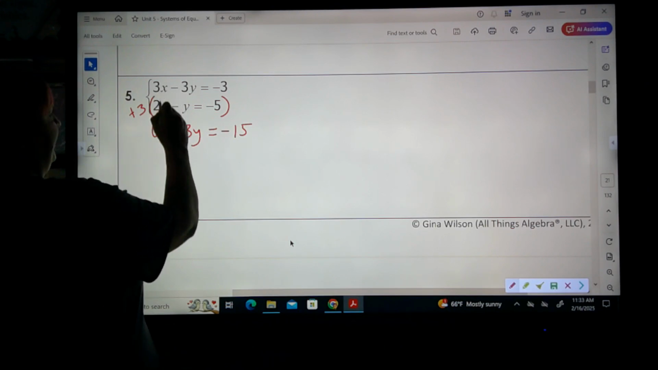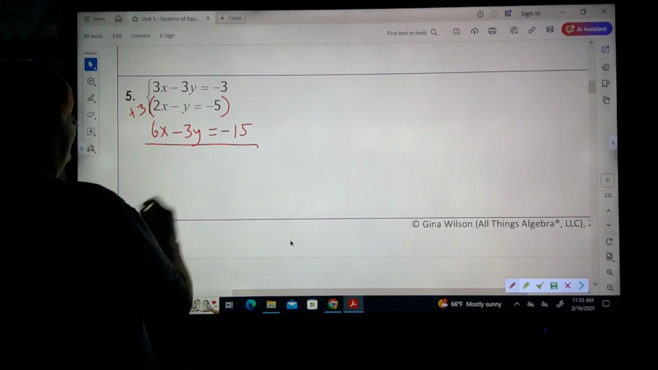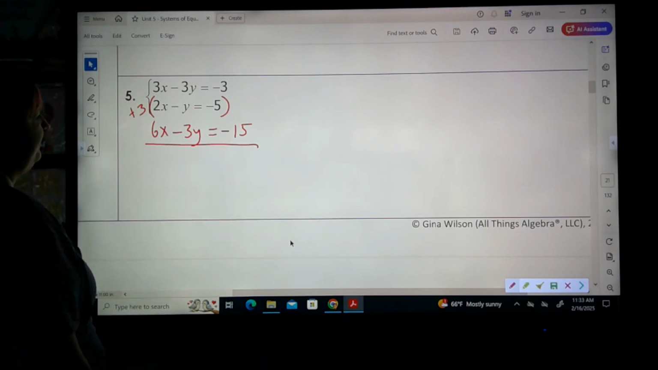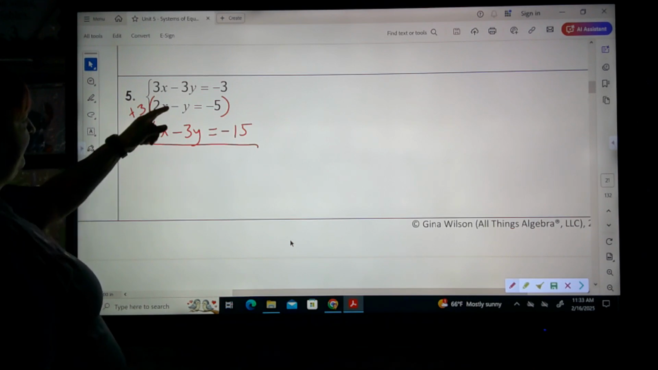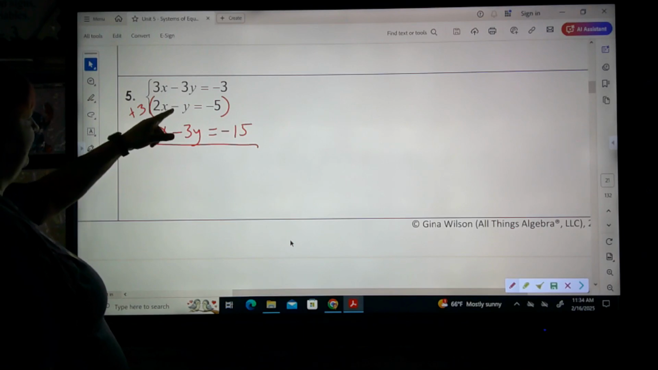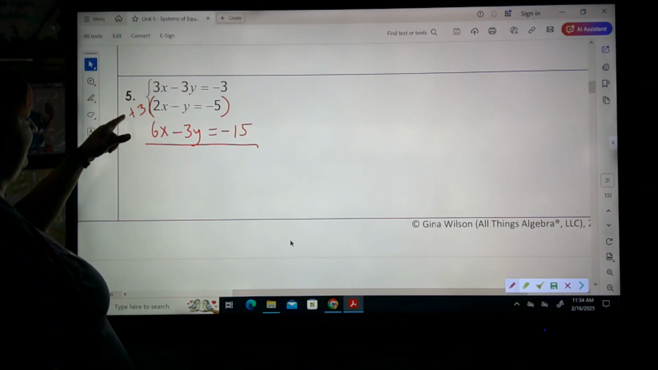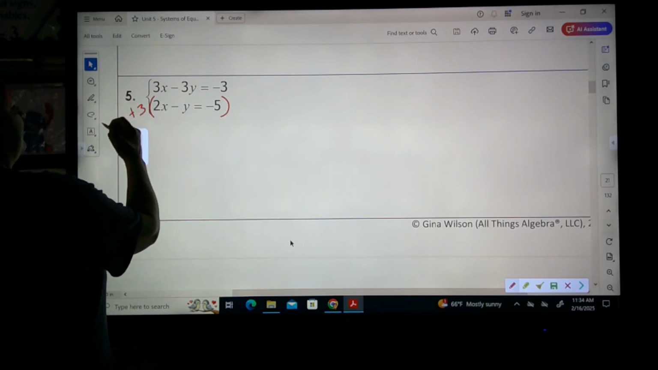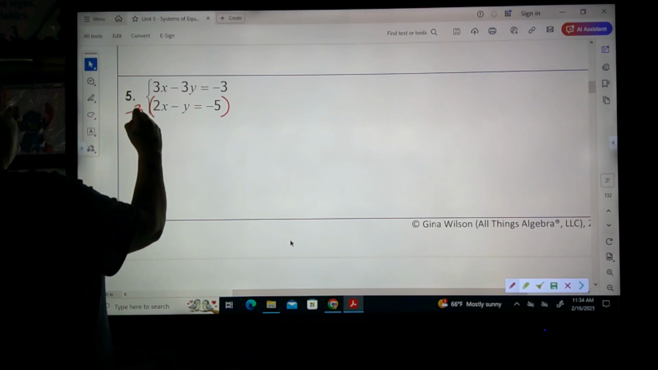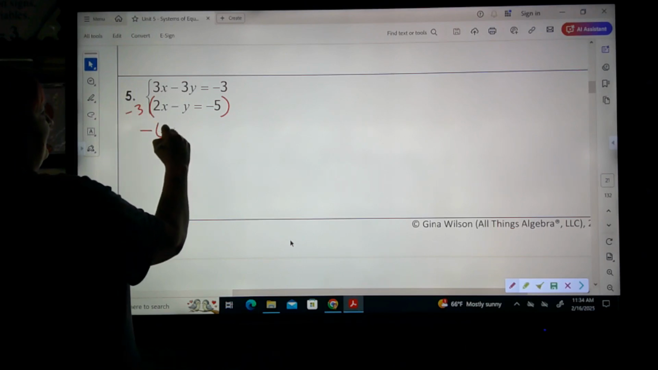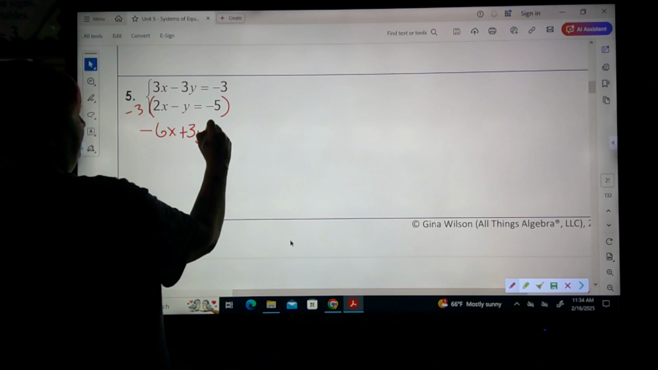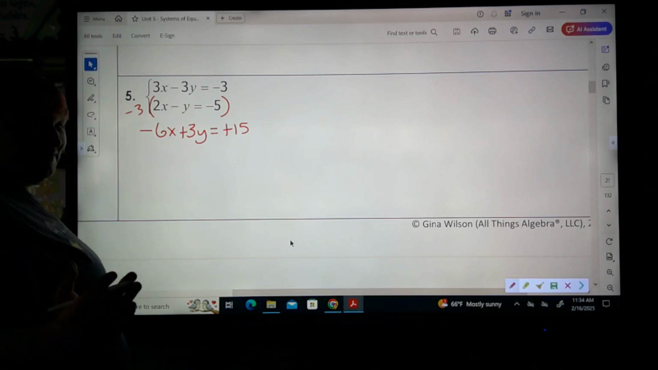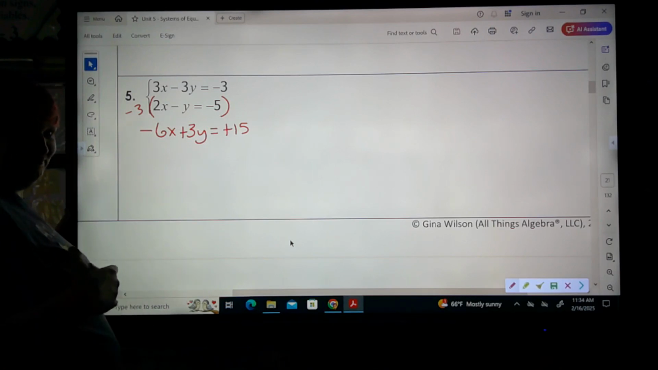Alright, so now we have 3x, oh, wait a minute. I want this to be positive. So I need this to be negative. So let's do negative 3. That gives me negative 6x plus 3y, there we go, equals positive 15. I hope you're doing this in pencil because math is all about making mistakes and learning from the mistakes.